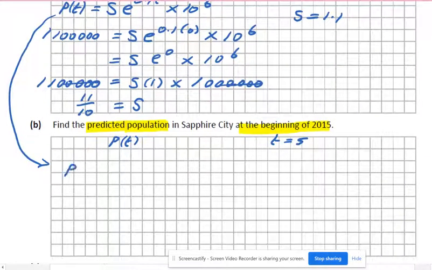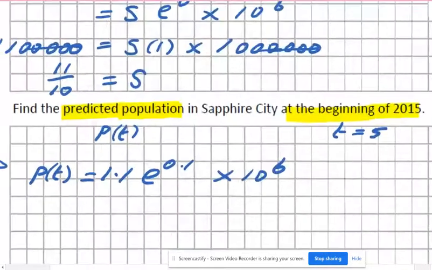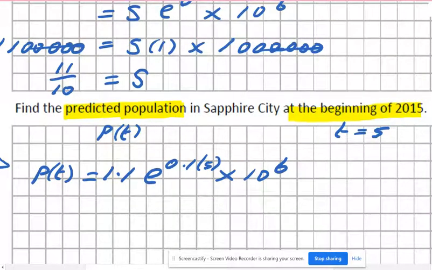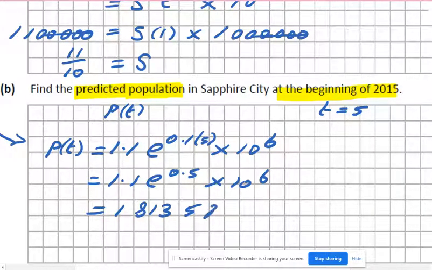So P(t) is equal to s times, and we've got s is 1.1 from the last part, so it's 1.1 times e to the power of 0.1t, times 10 to the power of 6. And of course, we fill in t as well, so t there is 5. Now, what you can do is just tidy up: e to the power of 0.5 times 10 to the power of 6. And if you work all that out on a calculator, you get 1,813,593.